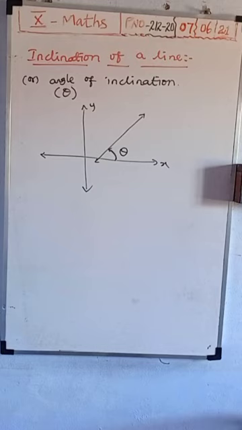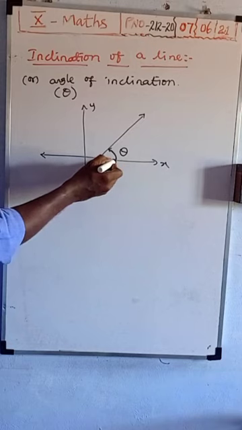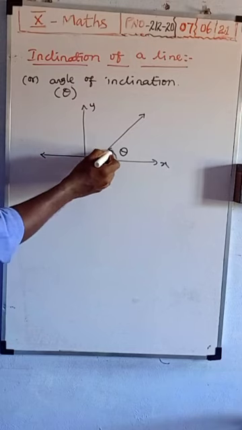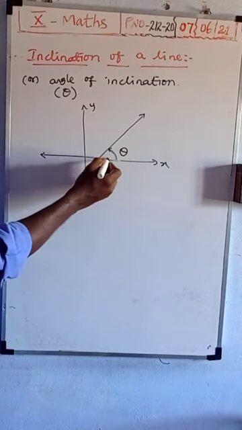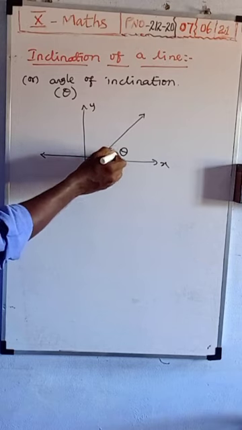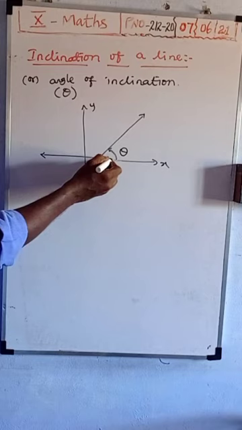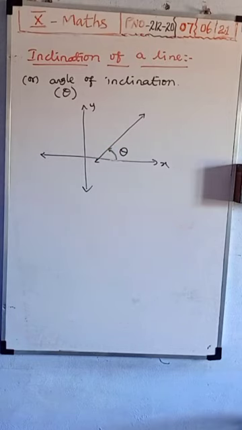First of all, we want to know the angle of inclination. So what does angle of inclination mean? Choose any line. We measure from the positive direction of the x-axis, in the counterclockwise direction, to that line. This is called the angle of inclination.